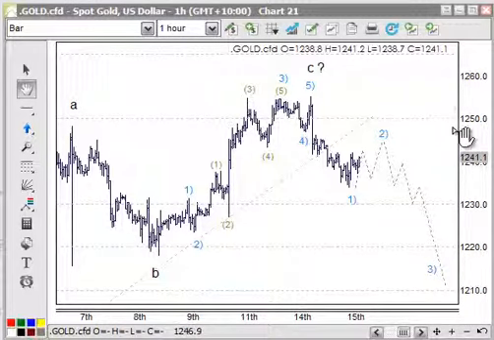Now there will be a corrective pattern at the 1250 there, so chill out, take your time, and allow it to do its thing, and eventually we'll find support and move up from that point there.